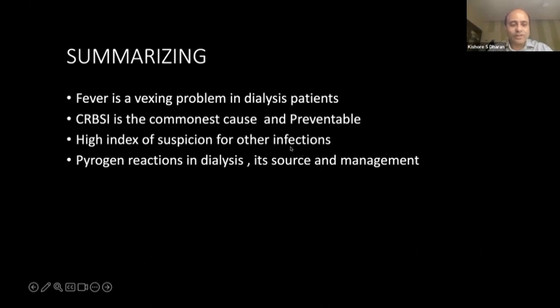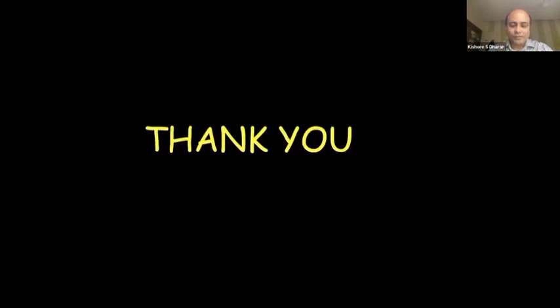You have to have a high index of suspicion for other infections, especially tuberculosis and fungal infections. A lot of other bacterial infections can be in these patients. And finally, pyrogen reaction in dialysis, again eminently preventable, but it requires a wholehearted approach to find out its source and manage it efficiently. Thank you for your patient hearing.